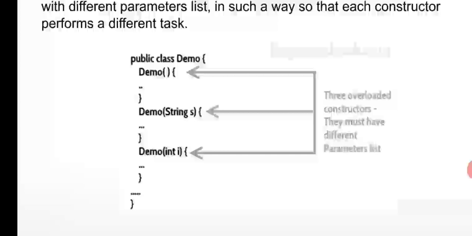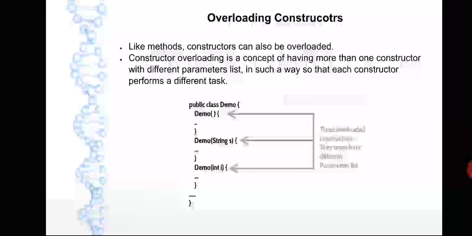I have taken this image from the internet. It shows a public class Demo. You have one class, and the same name Demo appears 3 times without a return type, which means they are constructors. The first one is a default constructor and doesn't take any parameter. The second constructor takes one parameter of type String. The third constructor takes one parameter with an integer value. These 3 constructors can perform 3 different tasks. That is the concept of overloading the constructor. It is not a function or a method, it is a constructor. You are just overloading the constructor itself for different tasks.